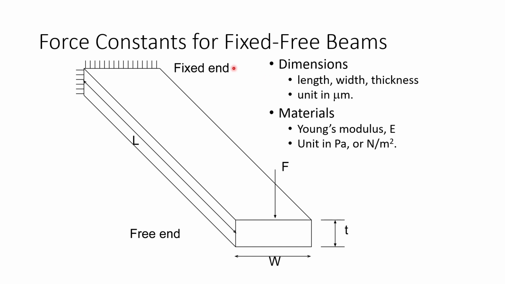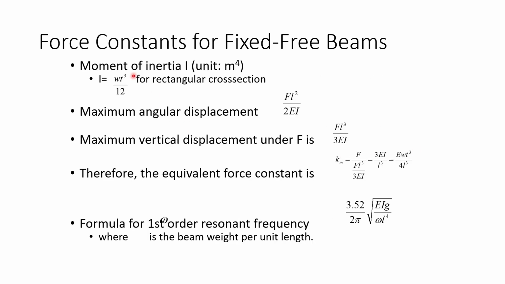If we have a fixed free beam as an example, the width is W and the thickness is T. The Young's modulus is the modulus of elasticity of the material. Young's modulus is basically a measure of how strong the atoms are bonded together internally. It's an atomic level force constant.